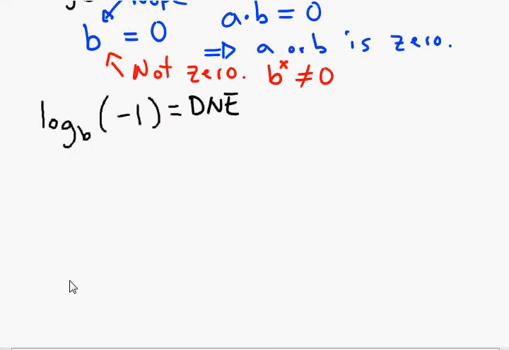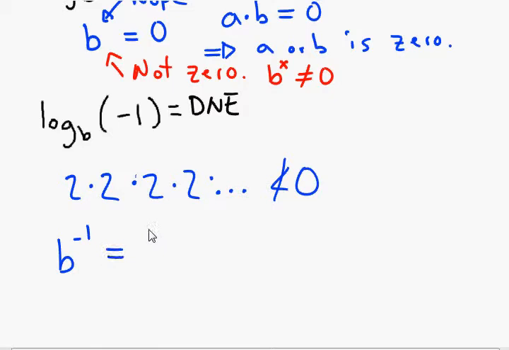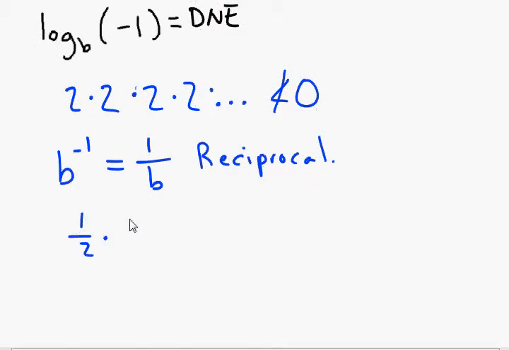So why does this not exist? Well, here's an idea. Take 2, multiply it with 2, then multiply it by 2, then multiply it by 2. And keep doing that. This is never going to be less than 0 no matter how many times you multiply by 2. Well, what if you have a base and you raise it to something negative? That's the reciprocal. And likewise, if you take 1/2 and you multiply it by 1/2 and you multiply it by 1/2 and you keep doing that, it doesn't matter how many times you multiply by 1/2, that's never going to be less than 0.